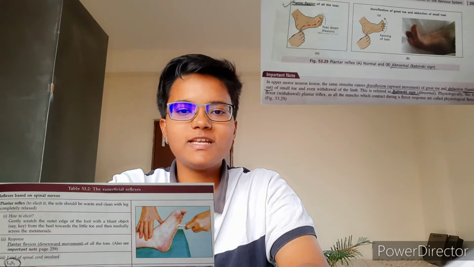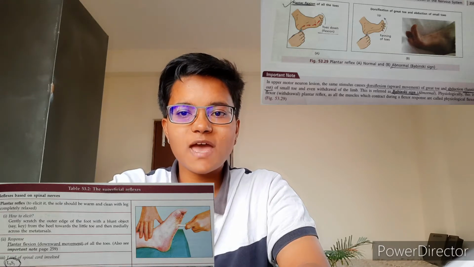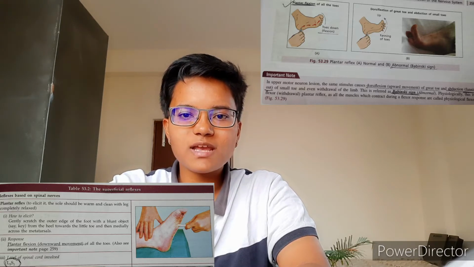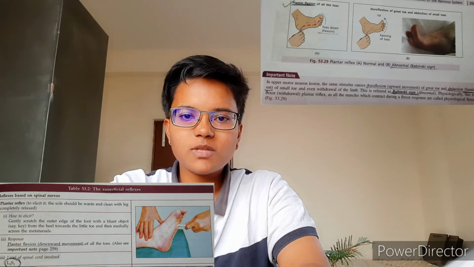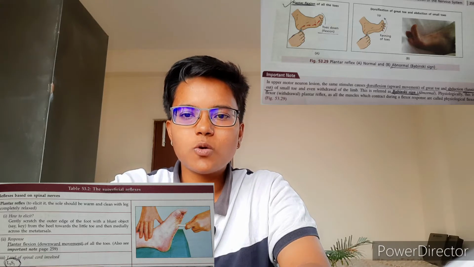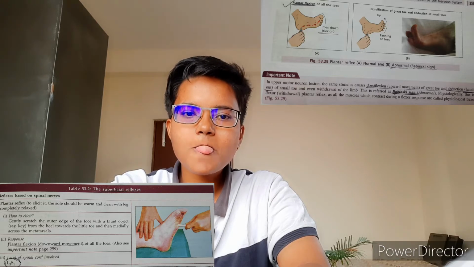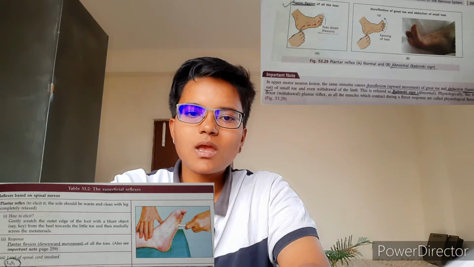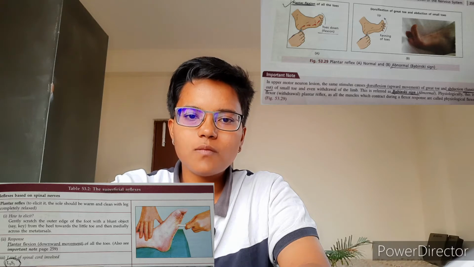Plantar reflex. To elicit it, the sole should be warm and clean with the leg completely relaxed. How to elicit? Gently scratch the outer edge of the foot with a blunt object, say a key, from the heel towards the little toe and then medially across the metatarsals. Response is plantar flexion, downward movement of all the toes. And the level of spinal cord involved is L5 and S1.